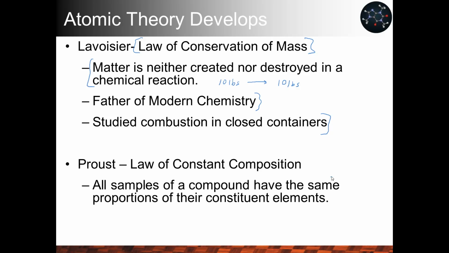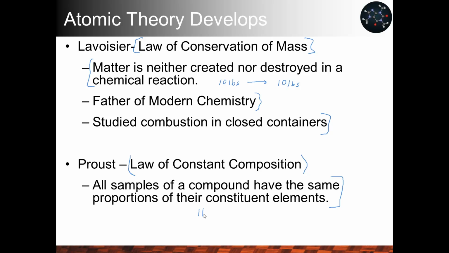Now, through another set of experiments, Proust has come up with another law that was really fundamental to understanding that things are made up of little units that just rearrange how they're attached to each other. And that's the law of constant composition. And this idea is that if you have a sample of something, like water, that water is going to have the same proportion of whatever elements make it up, no matter where I find it.